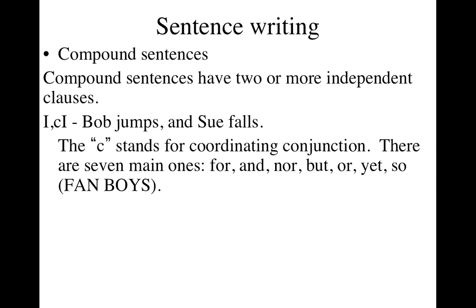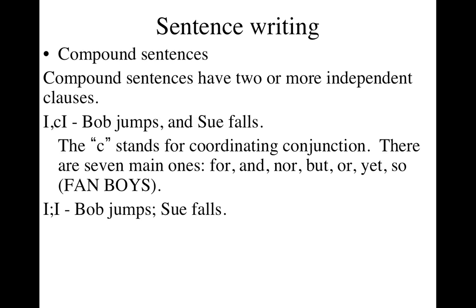There are 7 main coordinating conjunctions: for, and, nor, but, or, yet, so. And if you spell them out with the first letter of each one, they spell out fanboys. The fanboys. The other compound sentence formula is I, semicolon I. And a lot of people use a semicolon incorrectly. Here's how you do it.